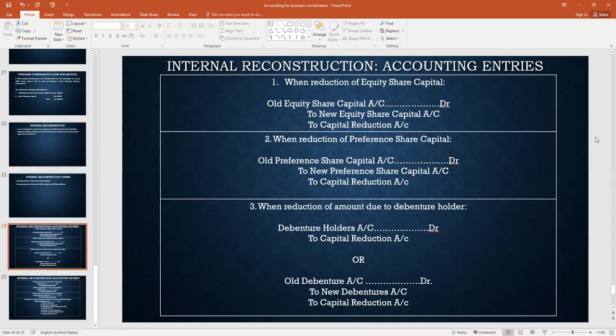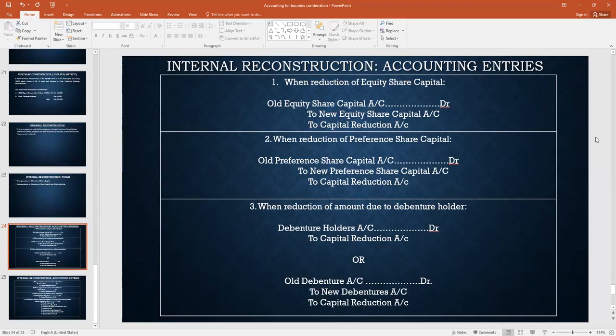The same thing is applicable for the preference share capital also. If the company issues new preference share capital with a lesser face value, then the journal entry will be old preference share capital account debit to new preference share capital account, and, the same as equity shares, the balance will be transferred to the capital reduction account.